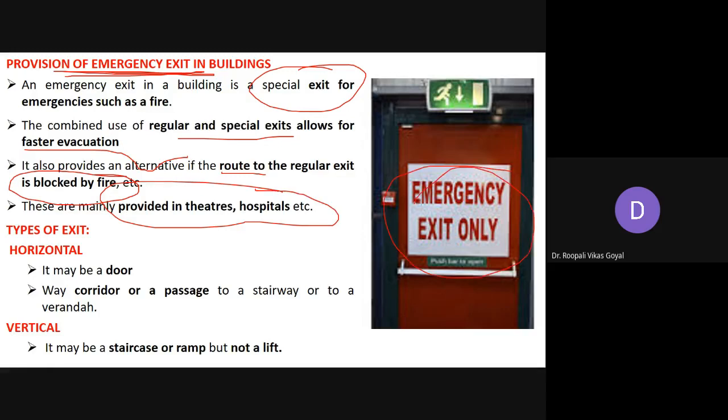So generally two types of exit they are provided. In form of horizontal, it may be door or corridor or passage or stair, but it should not be a lift. If you are providing for vertical, तो vertical escape में आपको कभी भी lift use नहीं करना है. It's a staircase or ramp, but not a lift.